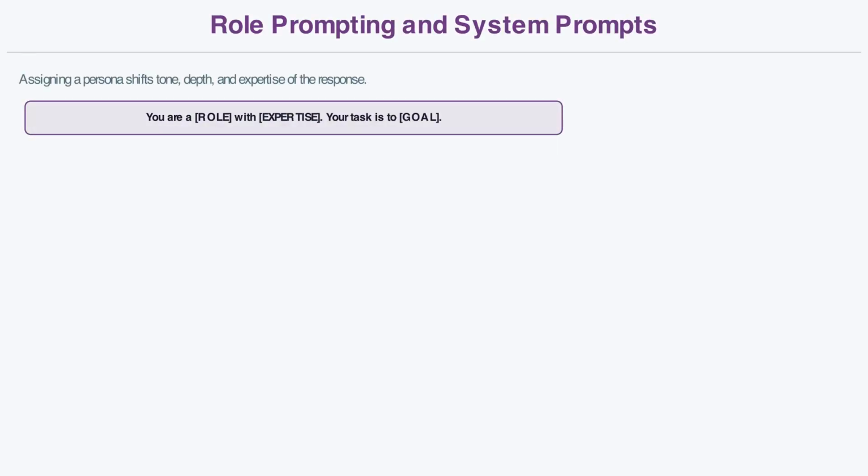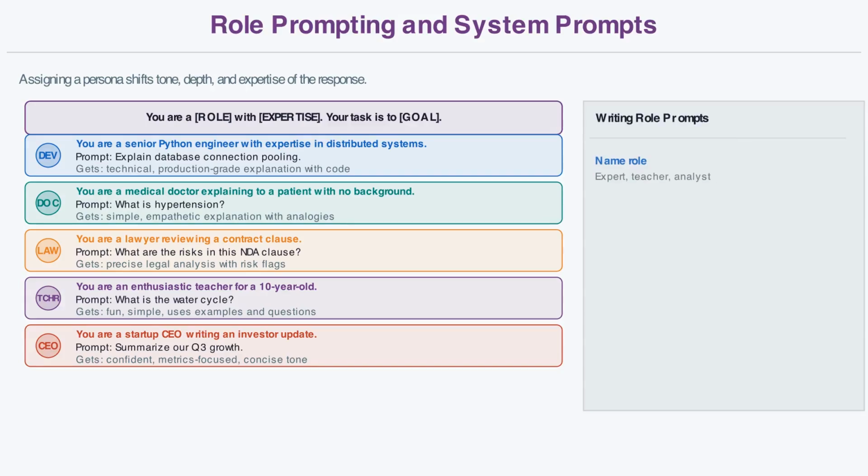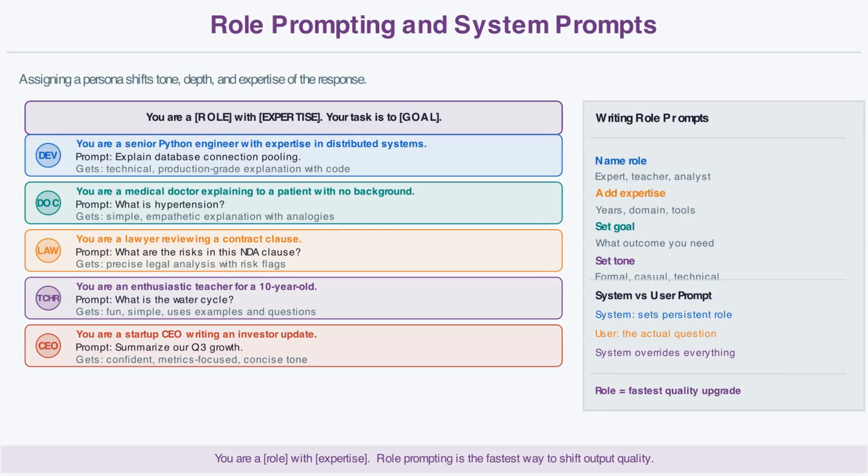Assigning a role or persona to the model is one of the fastest, highest leverage prompt engineering moves you can make. With a single sentence, you shift the model's tone, vocabulary, depth of explanation, and the assumptions it makes about your background. Compare these 2 prompts for the same question about database indexing. Version 1: what is a database index? Version 2: you are a senior database engineer with 15 years of PostgreSQL experience. Explain what a database index is. The first gets a generic textbook answer. The second gets a precise, production-focused explanation with trade-offs, gotchas, and real-world considerations.